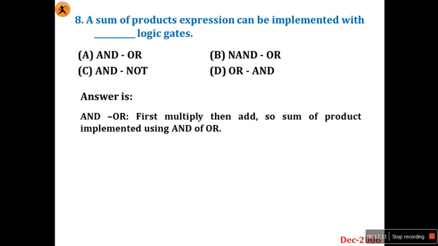So sum of product is AND of OR. Product of sum is OR of AND. So be careful. Sum of product is AND of OR. Option A is the right answer.